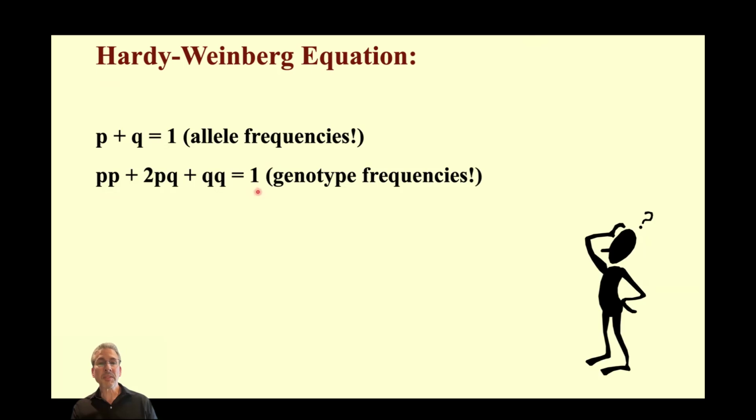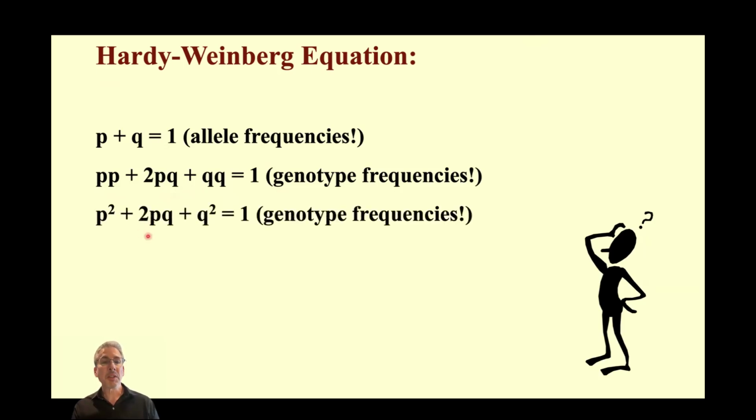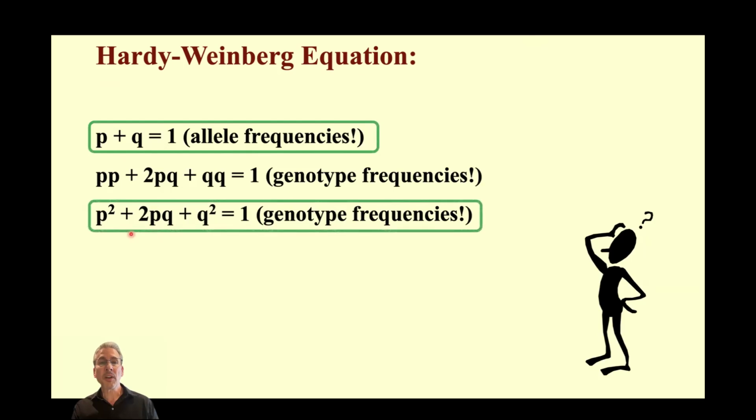So what this represents is the frequency of genotypes: homozygous dominant, homozygous recessive, and heterozygotes. Another way to write that equation, exact same thing, is P squared plus 2PQ plus Q squared equals 1. Again, this gives us a way to work with allele frequencies in this first equation, and genotype frequencies in this third equation. So those two equations are used very commonly to address basic questions related to Hardy-Weinberg equilibrium.